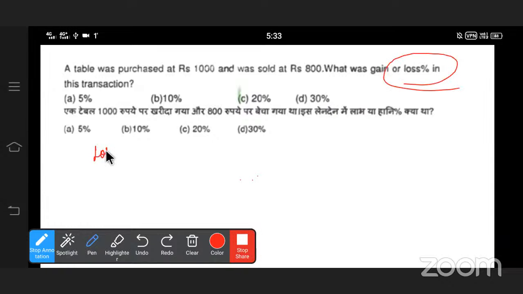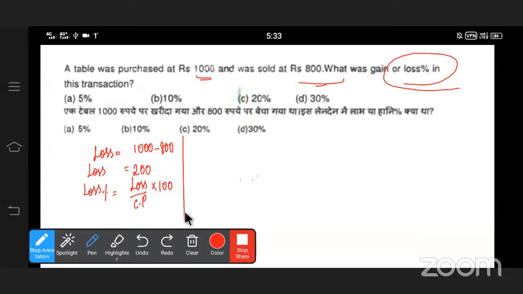Gain or loss percent, here loss. So how do we find the loss? 1,000 minus 800 equal to 200 is the loss. Here 1,000 rupees and 800 rupees, so the loss is 200. What is the formula for loss percent? Loss divided by CP into 100. So the loss percentage formula is loss divided by CP into 100.